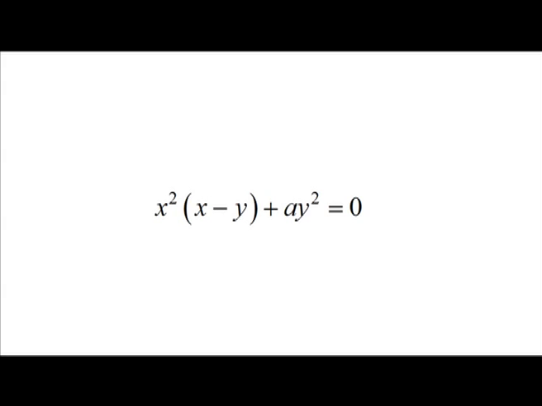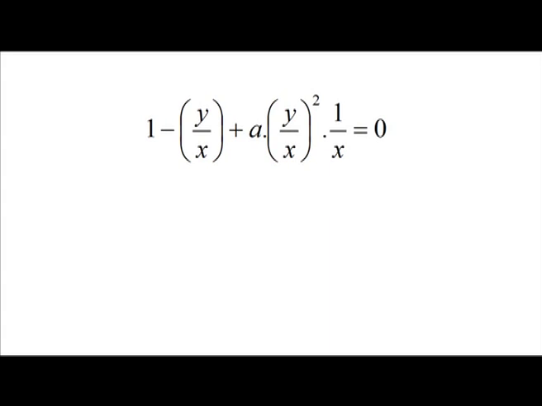As an example, consider x^2 (x - y) + a y^2 = 0. The given equation may be rewritten in the form x^3 - x^2 y + a y^2 = 0, which is of degree 3.